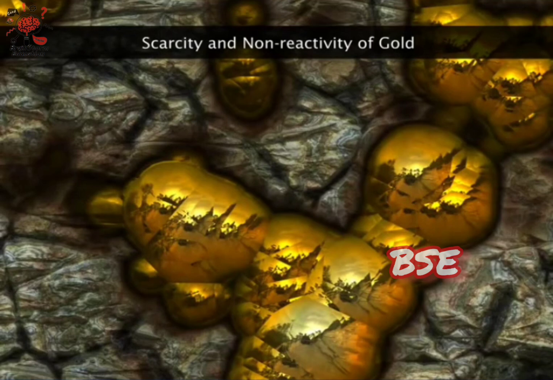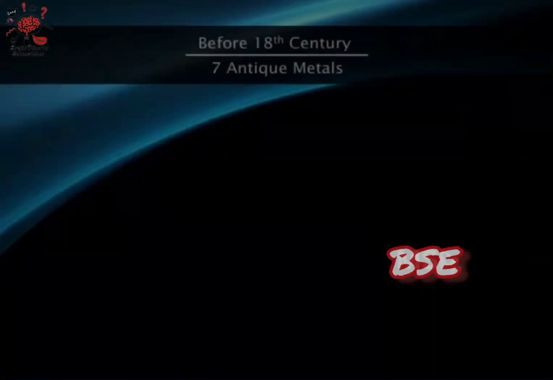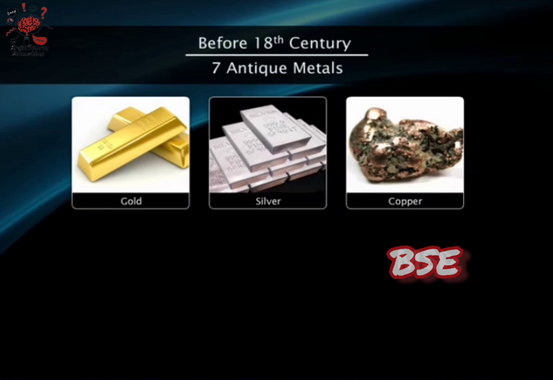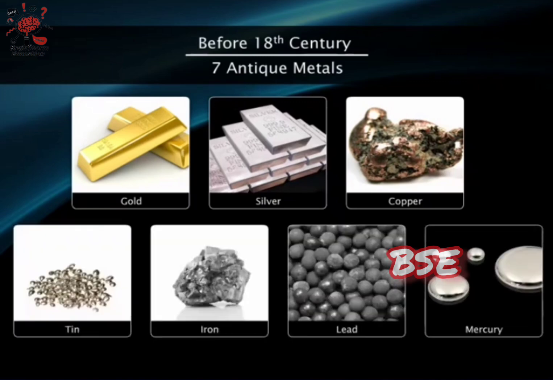The scarcity of gold is due to its non-reactivity with other elements or compounds. Metals with low reactivity such as gold, silver and copper have been known to humans from time immemorial. These metals are easy to remove from their compounds. Up to the 18th century, 7 metals were known.